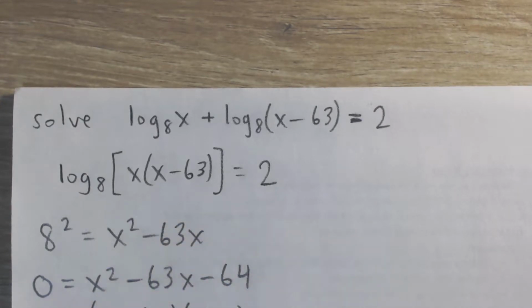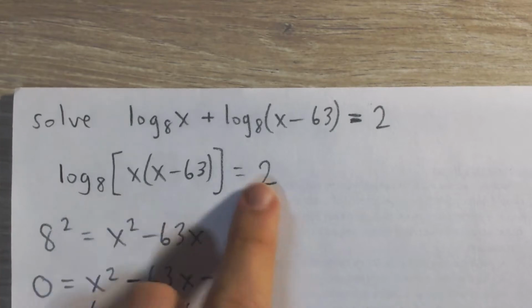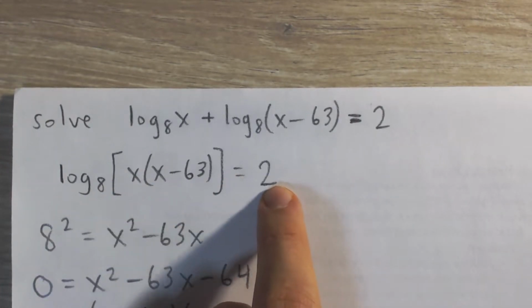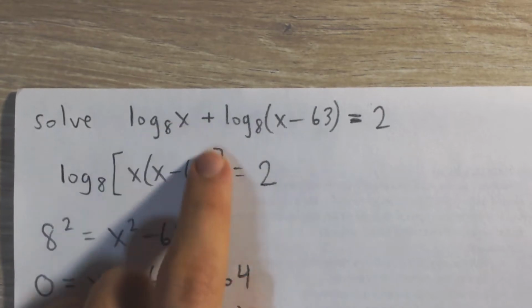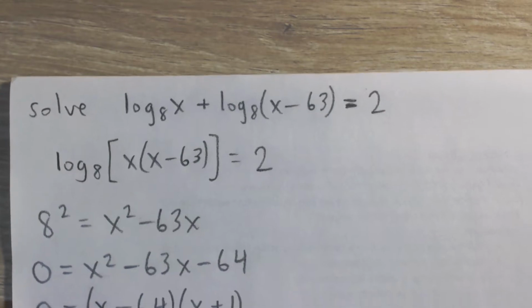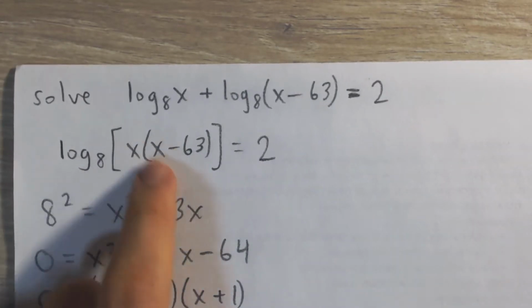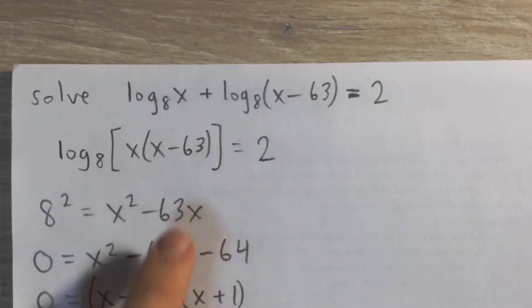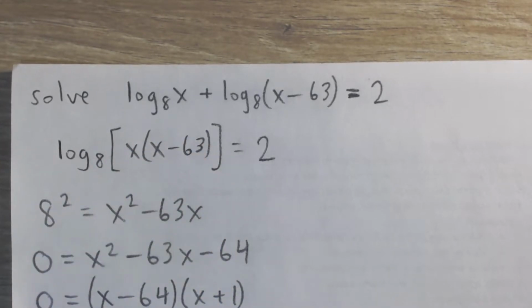And so we can convert this into exponential form. This is how you convert: take the base, raise it to the power of the number on the other side, and that's going to equal the part inside. So we say that 8 squared, or 64, is equal to x times (x minus 63). I distributed here, right? X times x is x squared. X times negative 63 is negative 63x.